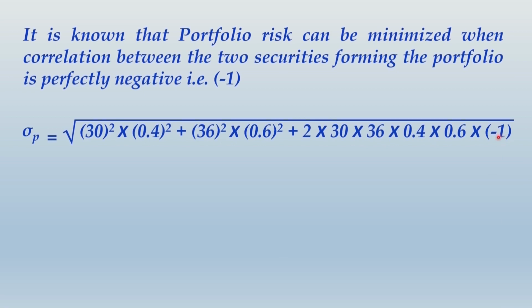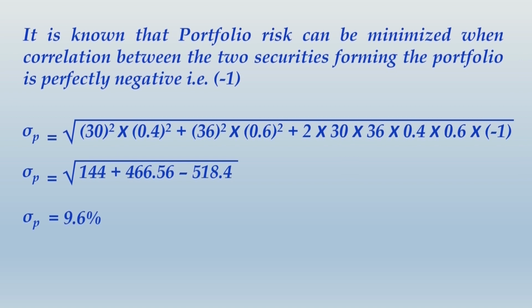As a result, this entire last term will become negative, and let us see what will be the impact of that. Sigma p will be square root of 144 plus 466.56 minus 518.4, and that gives you standard deviation of portfolio as just 9.6% only. Now have you noticed one thing? The standard deviation of the portfolio has substantially got reduced, but it has not been brought down to 0.